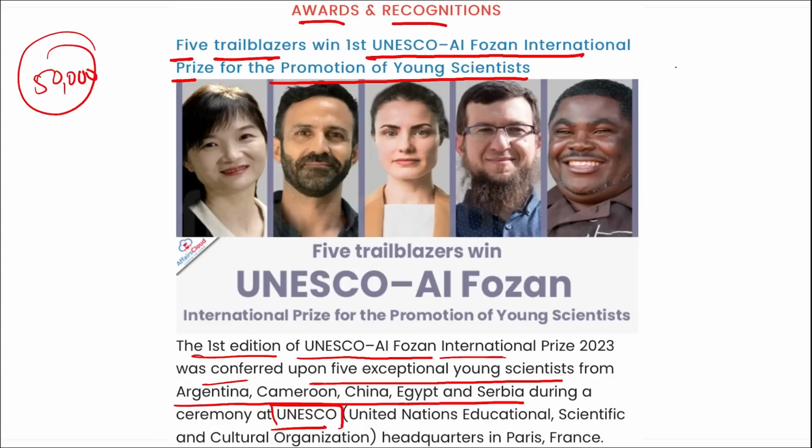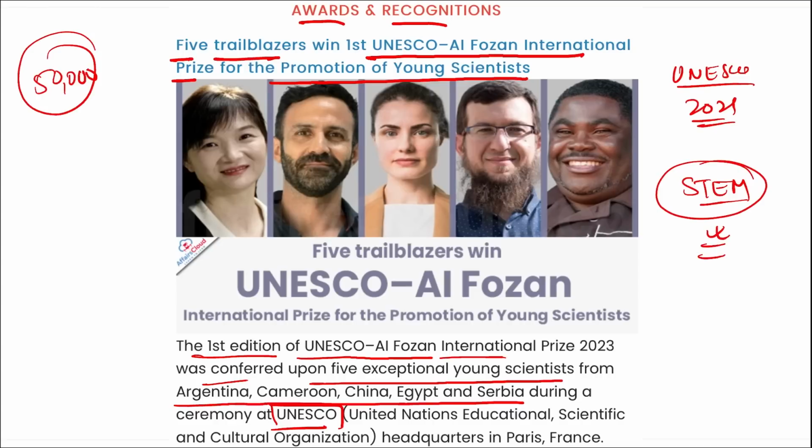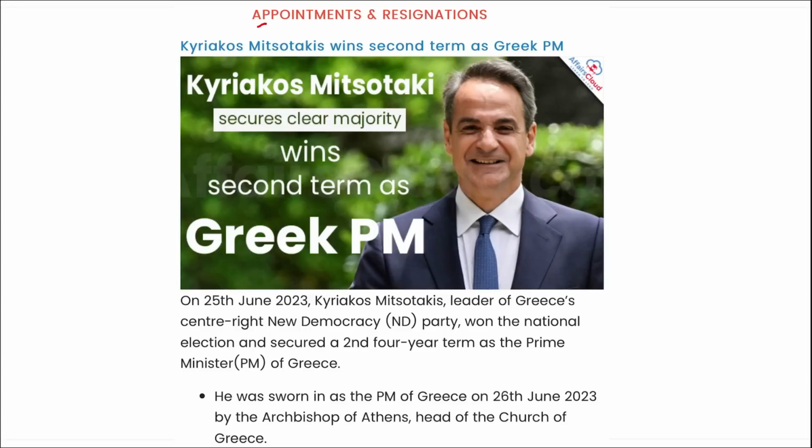If we talk about this UNESCO Al Fozan International Prize, it was established by UNESCO in 2021 in partnership with the Al Fozan Foundation in Saudi Arabia for the promotion of young scientists in the STEM field, that is science, technology, engineering and mathematics. It recognizes the achievements of young people, particularly girls and women, that are conducive to socio-economic transformation and development on a scale in science. So these are the 5 individuals who recently received the first ever edition of the UNESCO Al Fozan International Prize for 2023. Next is appointment and resignation.